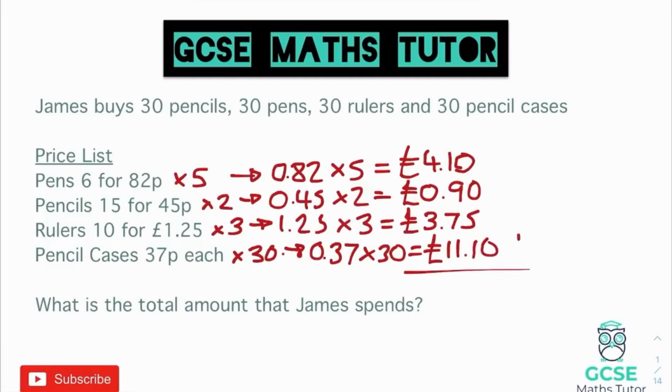So we need to add all of those together. That's going to give us our total cost. Again, we're doing this on the calculator, so add £3.75, add 0.9, add 4.1, and that gives us a total cost there of £19.85. And there we go, there's our first question.